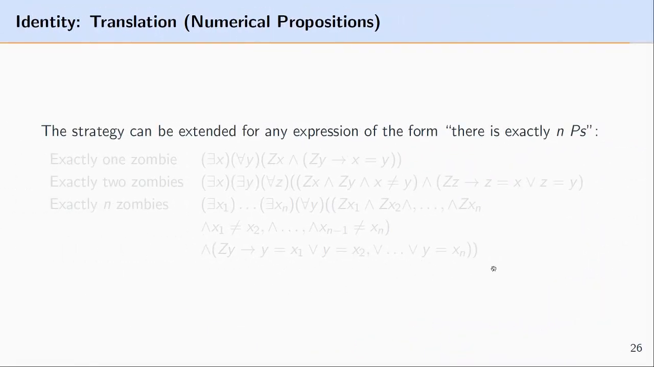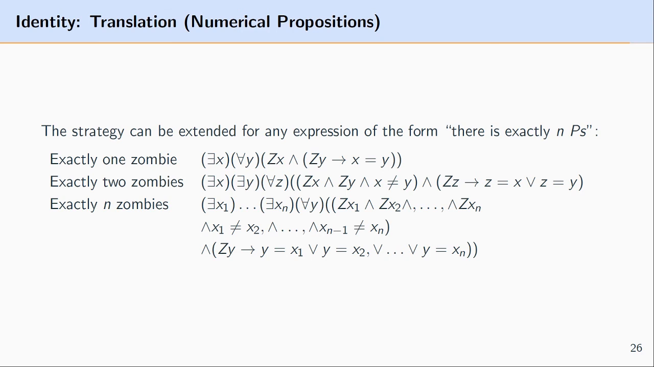And similar to the prior ones, we can extend this strategy for translating sentences that there are exactly n number of items that have a particular property p, for any number of items. So we have our strategy for there being one zombie, two zombies, but we can also use the same strategy for any number, we could say eight zombies. We would make sure we had eight existential quantifiers here, and then we would want to list each one of these variables that bind the quantifiers and ensure that they're all distinct from each other by using the non-identity sign. And then we would want to ensure that there are no more than eight by saying that for any other object that has the property of being a zombie, that item is going to be identical to one of the eight items that have the property of being a zombie.